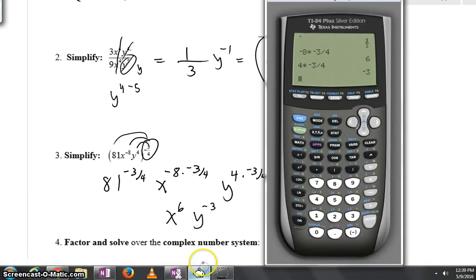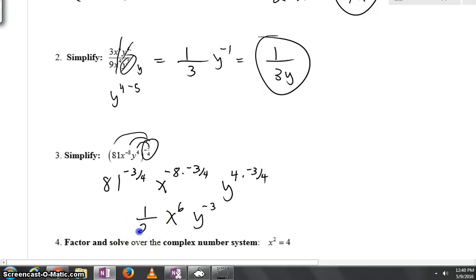What about 81 to the negative 3/4? Well, you can even let the calculator deal with that. Now, if you just typed it in this way, 81 to the negative 3/4 power, you'd get some decimal. But remember, you could hit math and go up here to number 1 with frac. Without too much work, you'll get 1 over 27. So your calculator is going to be able to help you tremendously.